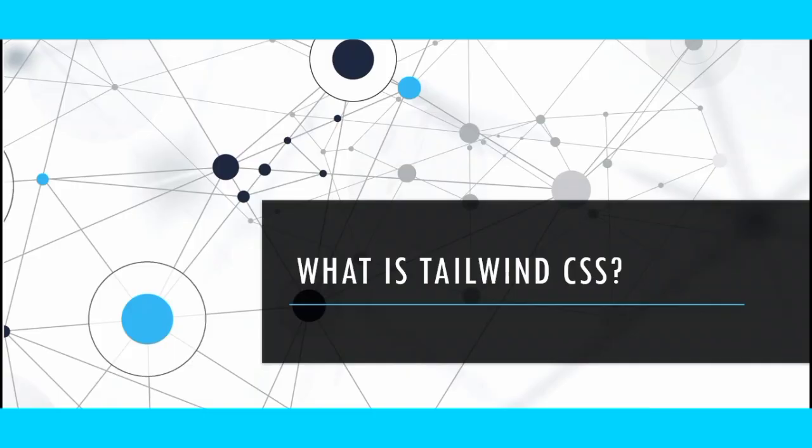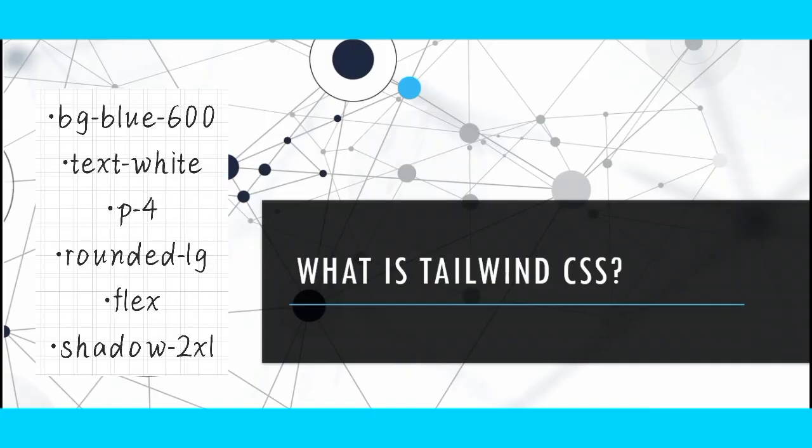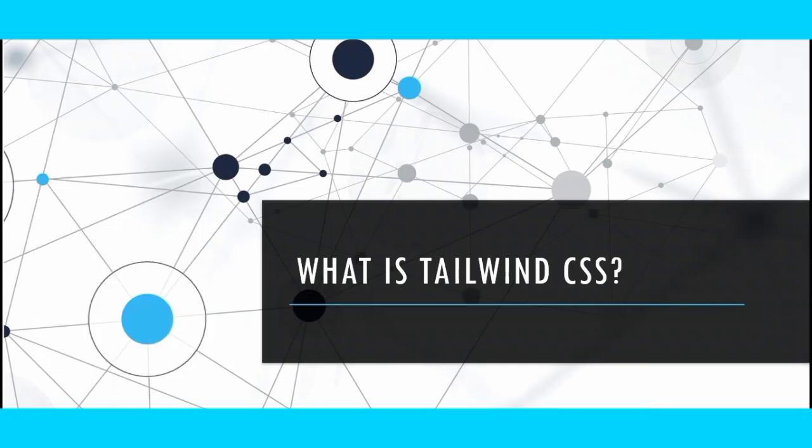Tailwind CSS is a utility-first CSS framework. Instead of giving ready-made components like Bootstrap, Tailwind provides small utility classes such as bg-blue-600, text-white, p-4 as padding, rounded-lg, rounded large, flex and shadow-2xl. So this means that we can combine these utilities directly inside HTML to build a custom design.